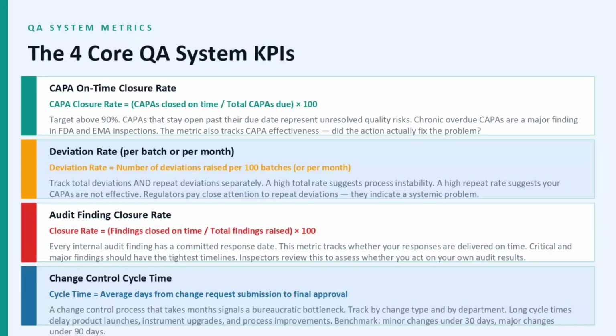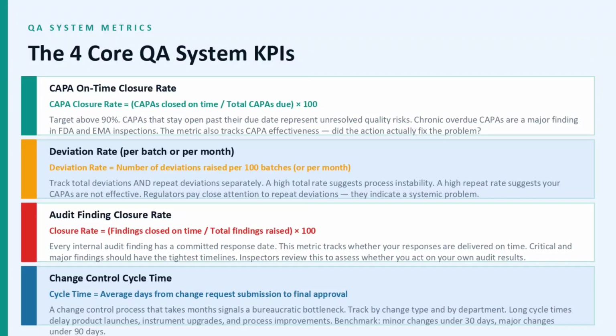Second, deviation rate per month or per batch. Track total deviations and repeat deviations separately. Total deviation rate tells you about process stability. But repeat deviation rate is the more critical metric. If the same deviation is happening again and again, your CAPA did not work. The regulatory question will be, why are you raising a CAPA that does not fix the problem?